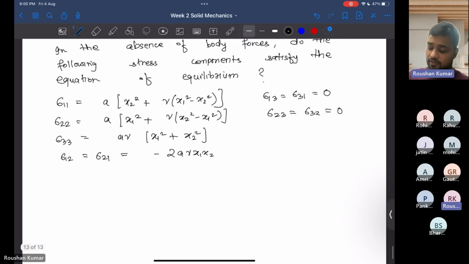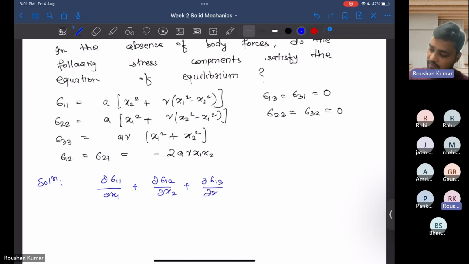So we have to tell whether the components satisfy the stress equilibrium equation or not. The stress equilibrium equation along the first direction, in the absence of body force, is given by del sigma 11 upon del x1 plus del sigma 12 upon del x2 plus del sigma 13 upon del x3 equal to 0. So del sigma 11 upon del x1 is 2a nu x1. Del sigma 12 upon del x2 is minus 2a nu x1, and del sigma 13 upon del x3 is 0. So it gives us 0.